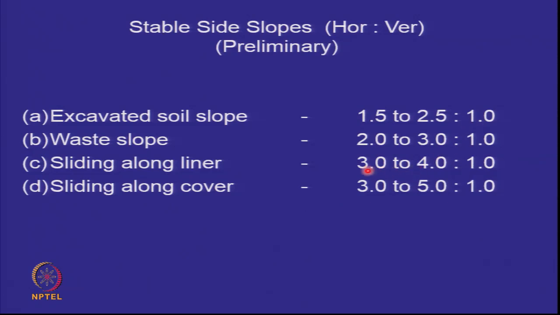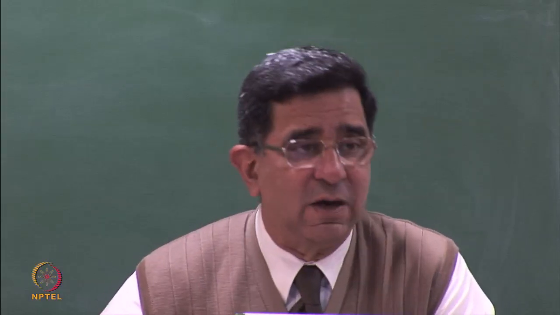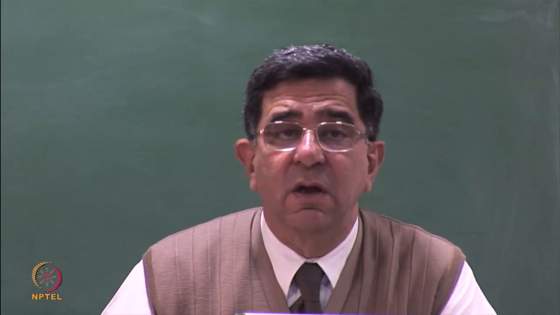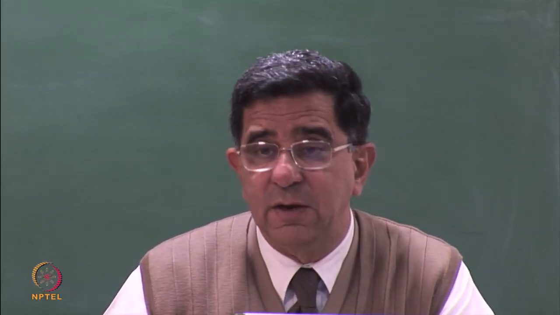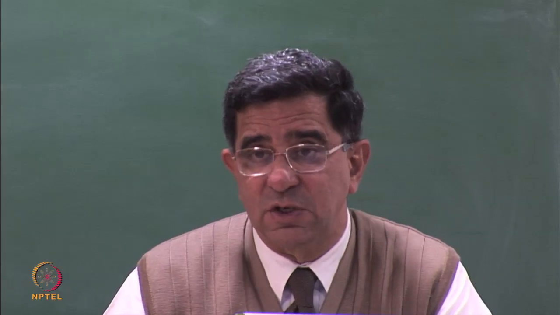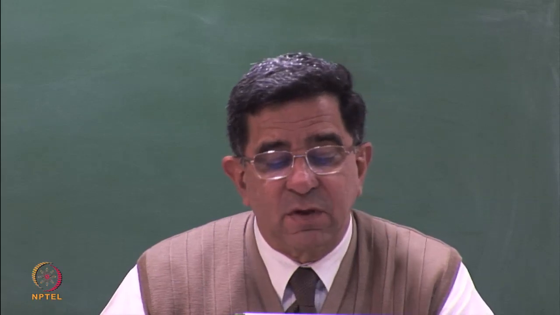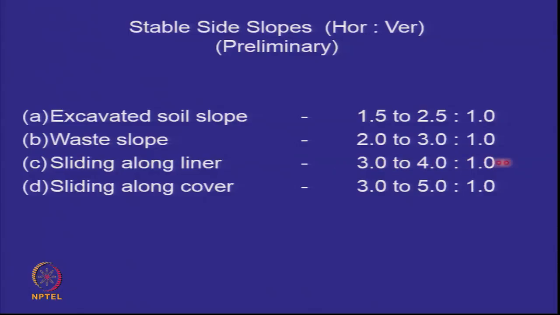So when you are making the liner of a landfill, and you say that the slope is 3:1 or 4:1, immediately the construction contractor says, sir, in soil we are always making slopes of 2:1. So why are you making us make a flatter slope? That is because the contractor may not be used to putting polymer membranes or geotextiles on the excavated face. So the liner will have 3 to 4:1 and the cover will have 3 to 5:1.